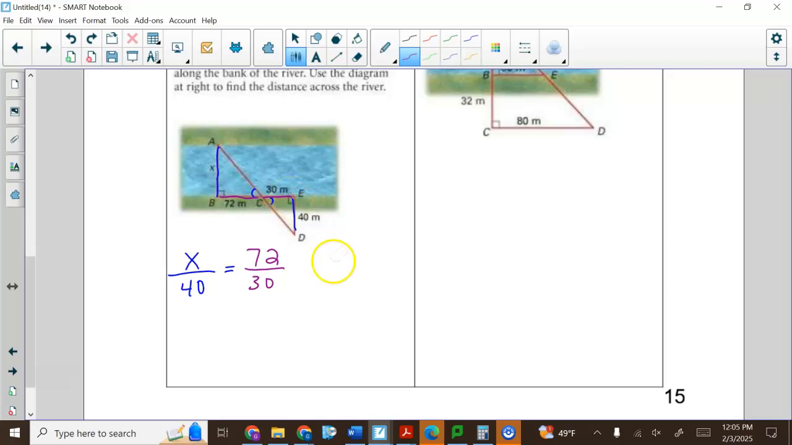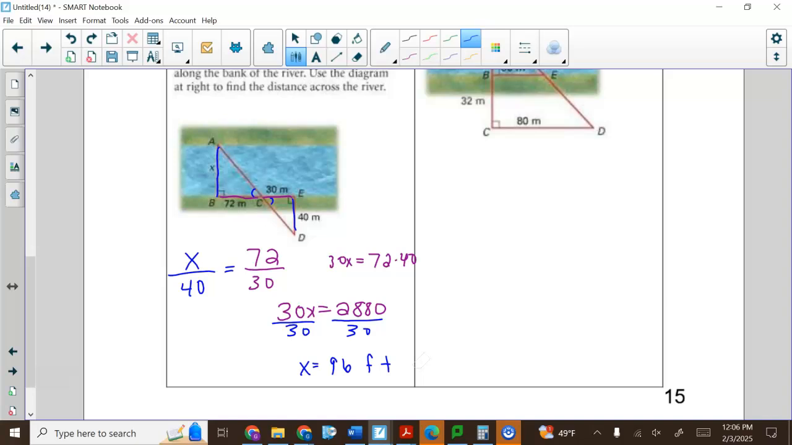So then we can cross multiply. 30x equals whatever 72 times 40 is. So we get 30x equals 2,880. We can divide by 30 to figure out what x is. And we get x is 96. Okay? So it'd be 96 feet for that third side across the water.